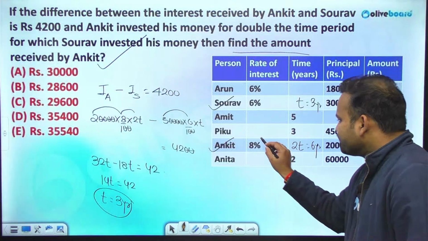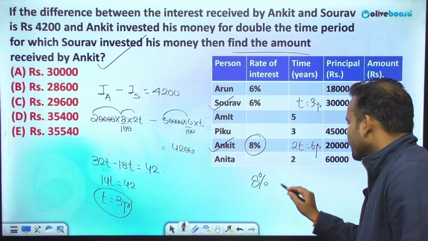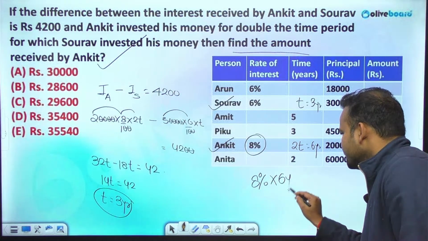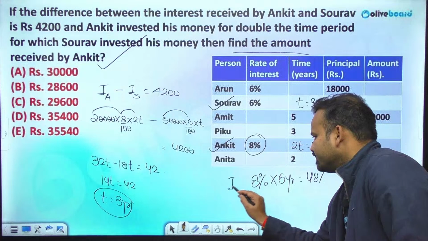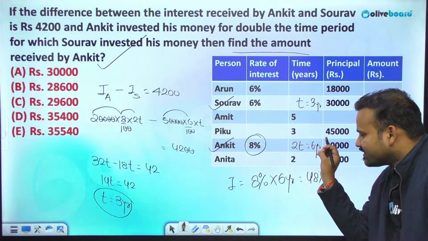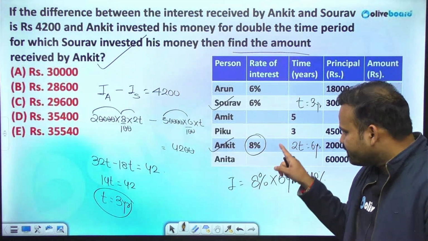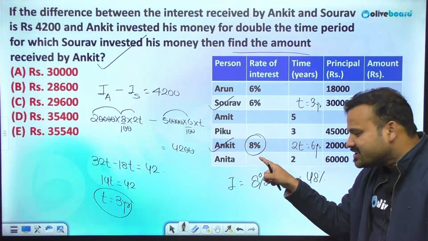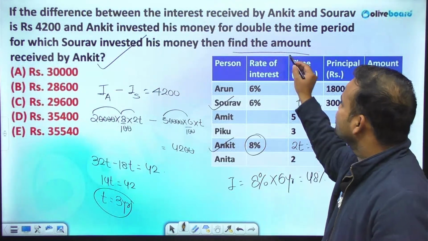Now Ankit is putting something at 8% for 6 years, isn't it? That means 48% will be the interest he will be receiving, right? At 8% rate of interest for 6 years, what will be the interest? This is simple interest, 8% for each year. For 6 years, you will be getting 48% as interest, but we are more concerned about the amount.